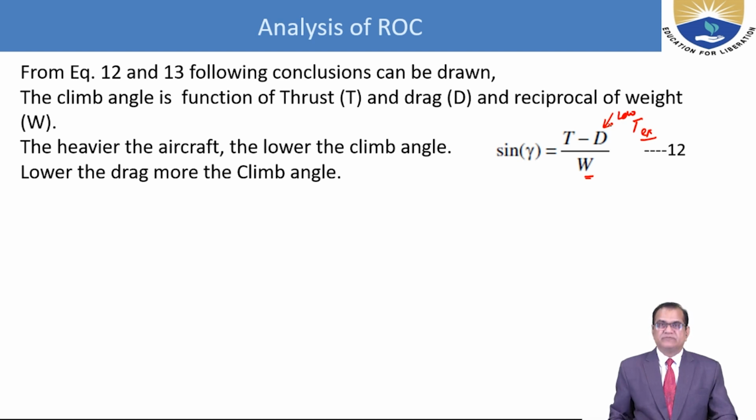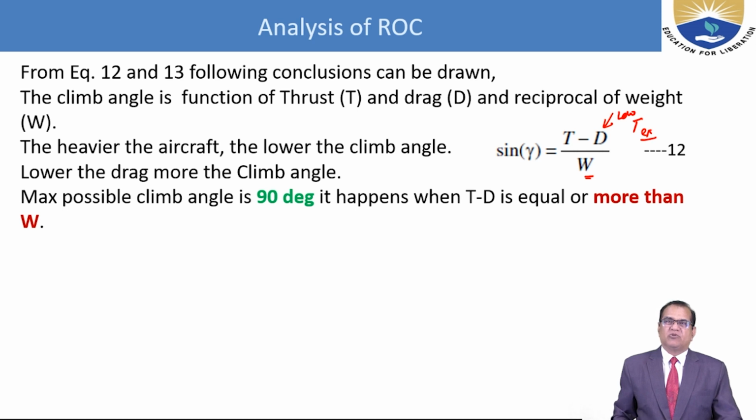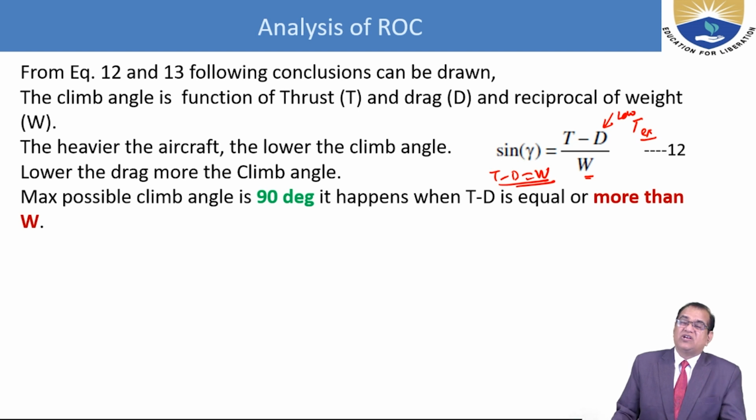That much your climb angle will be high. The maximum possible climb angle is 90 degrees. It happens when T minus D is equal to or more than W. So if you make gamma 90, then T minus D is equal to W. So if the excess thrust and the weight are the same, only then can your aircraft go 90 degrees in flight.